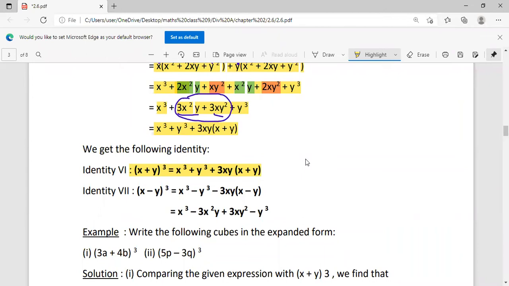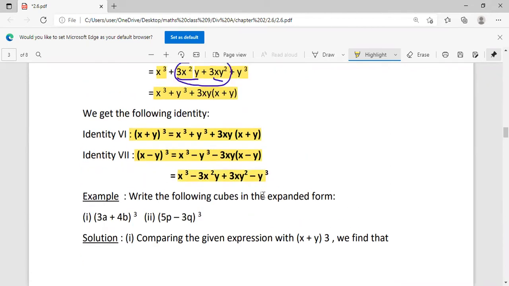Again, you have to learn these two identities by heart. Actually, the seventh identity is the same only. Instead of plus y, we are just writing it as minus y. That's the only difference. So x minus y whole cube is equal to x cube minus 3x squared y plus 3xy squared minus y cube.